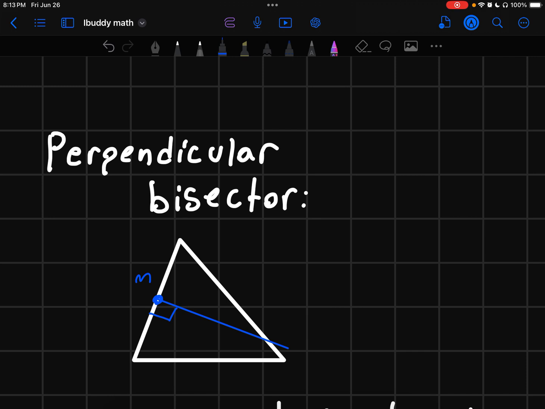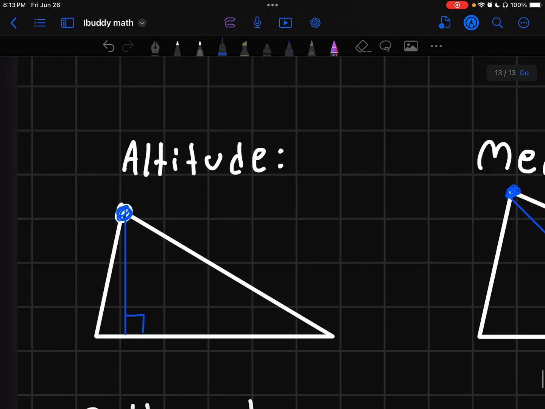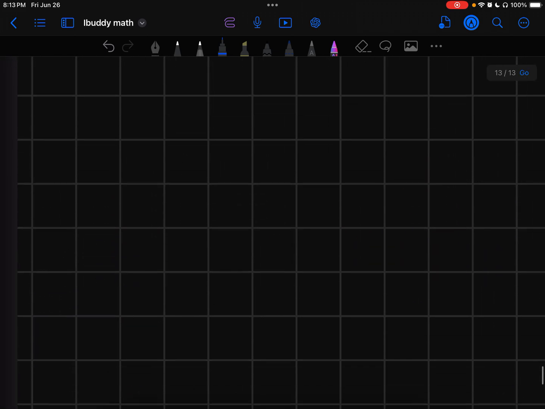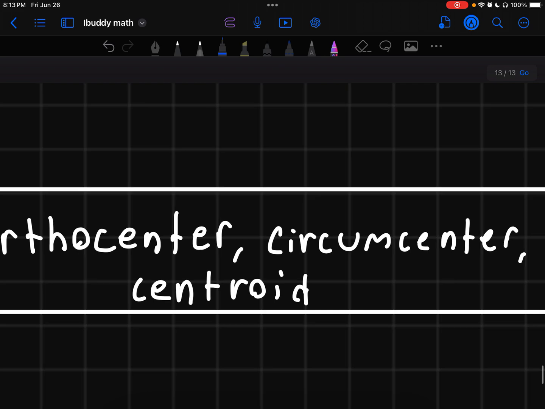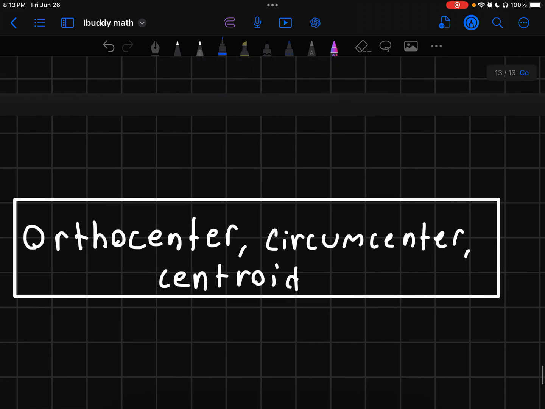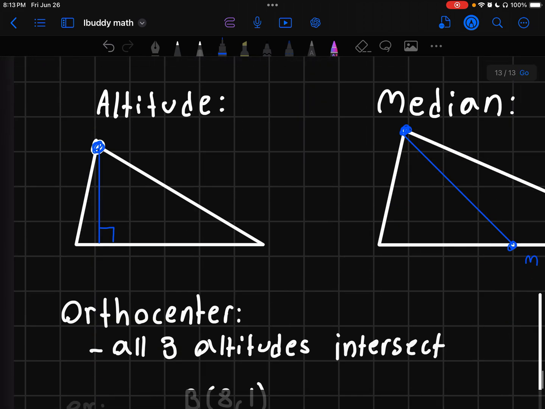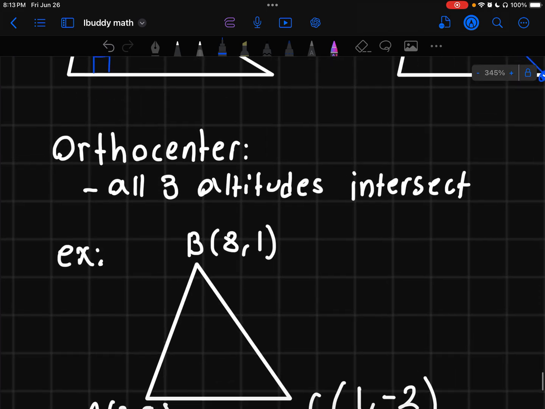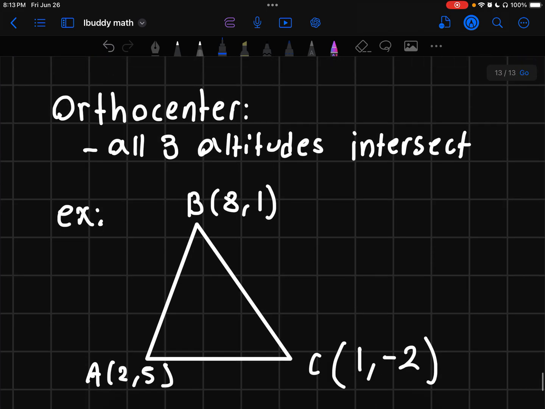Okay, so now moving on, we'll go over some more definitions and then I'll show you guys how to solve the orthocenter, circumcenter, and centroid. So next, first of all, we have the orthocenter. The orthocenter is the point where all three of the altitudes intersect. So let's go over a sample question on how to solve this.